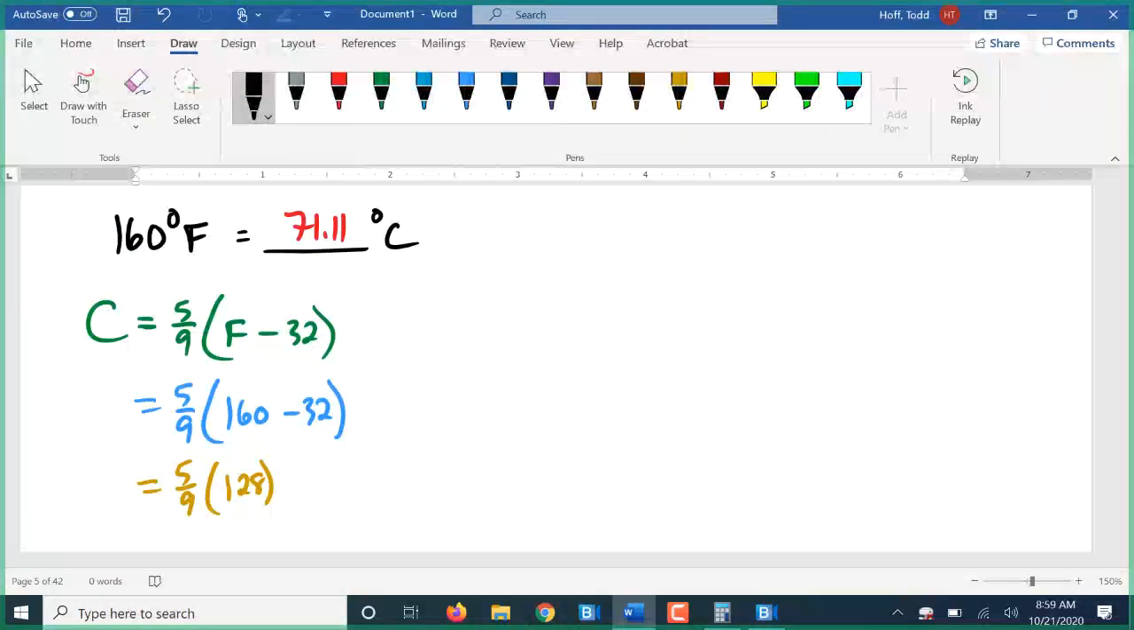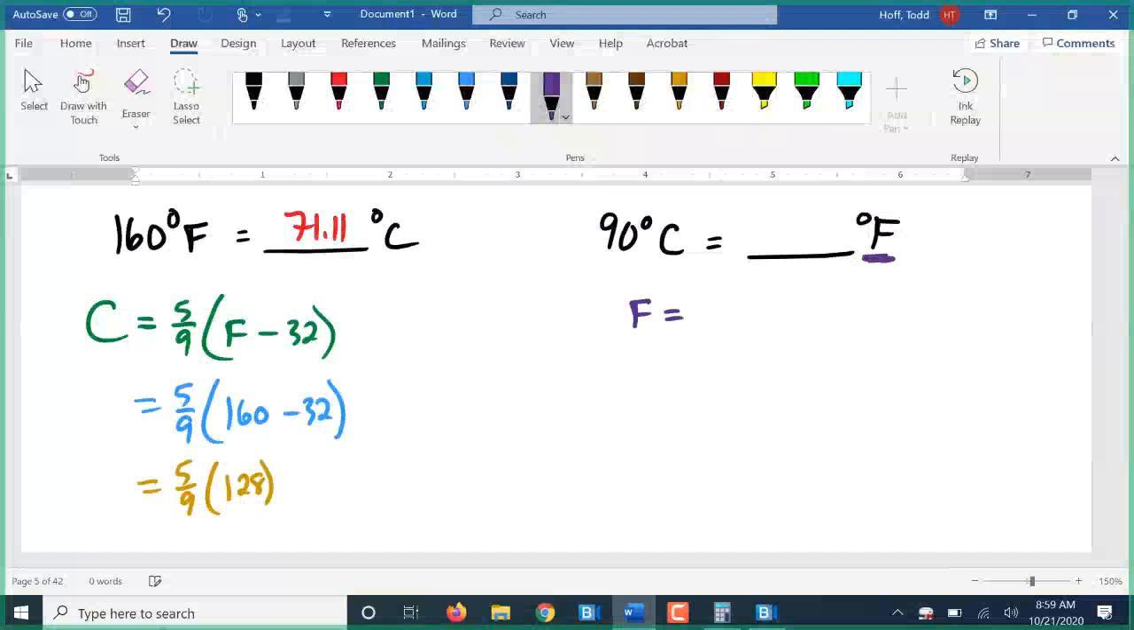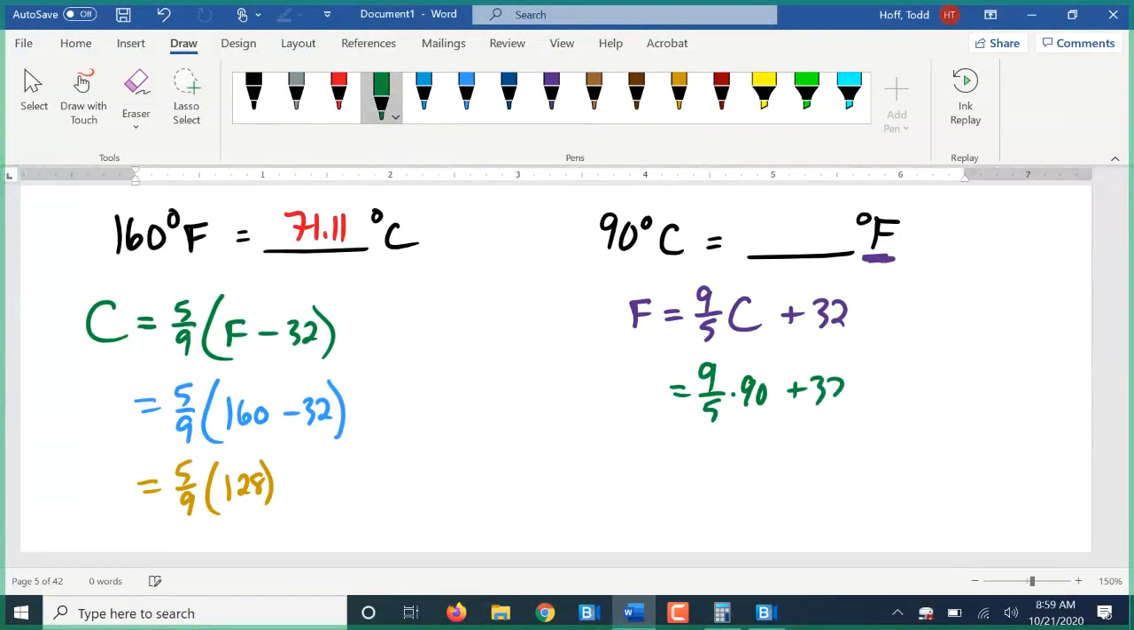Let's say that we have something that is 90 degrees Celsius. We want to see how hot that really is by converting it into degrees Fahrenheit. So since we want to find the degrees Fahrenheit, now we need a formula that is of the form F equals. This is 9/5 times C plus the 32. So we replace C with the 90. Order of operations, we do the 9/5 times 90. What is that? 162, I believe.